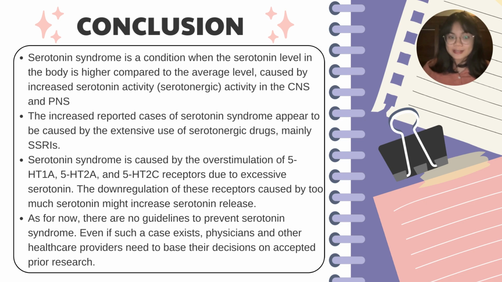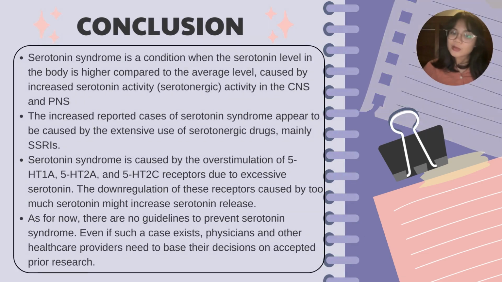Even if such a case exists, physicians and other healthcare providers need to base their decision on accepted prior research. Identifying and discontinuing serotonergic medicines and administering serotonin antagonists might be the best way to treat serotonin syndrome. Because of the limited time and knowledge in writing this student project, we need further and comprehensive data on serotonin syndrome and the first steps for its prevention. That's all for me. Thank you.